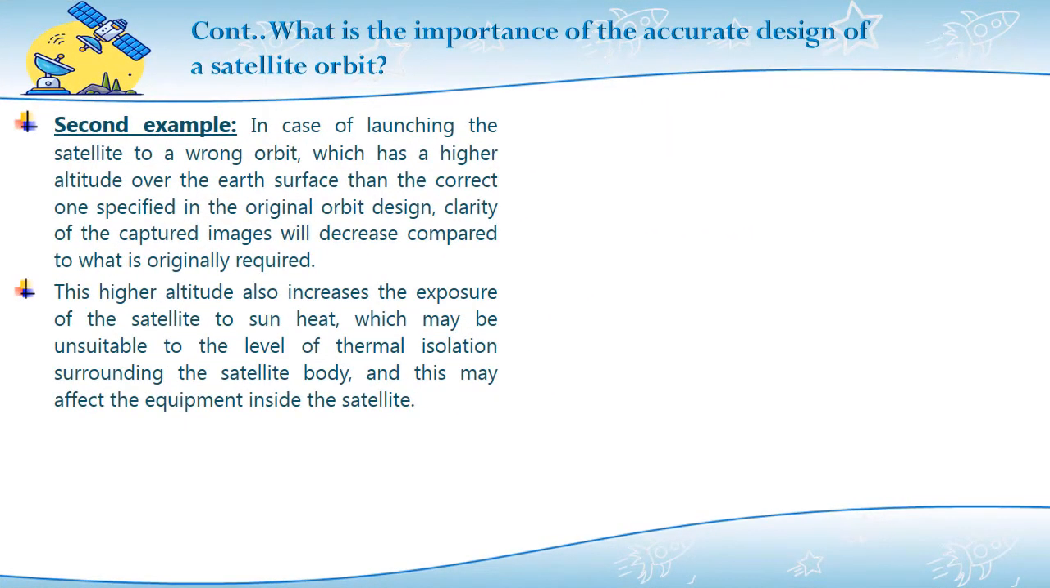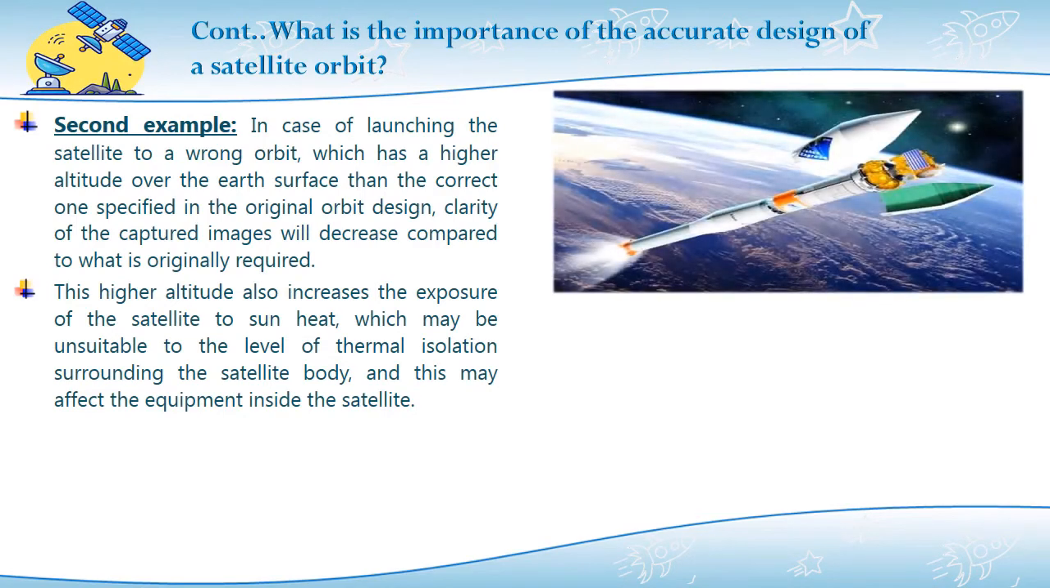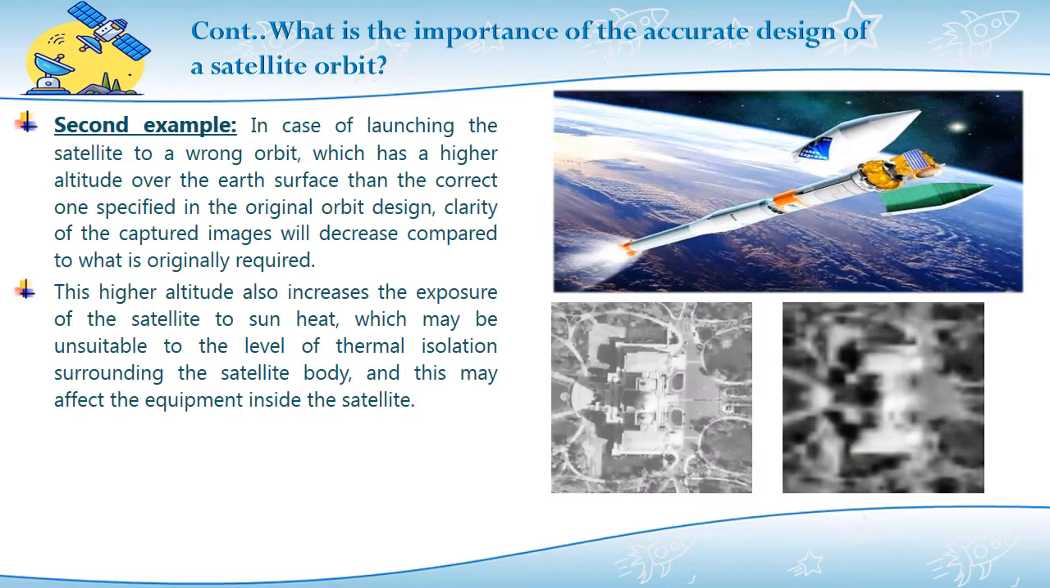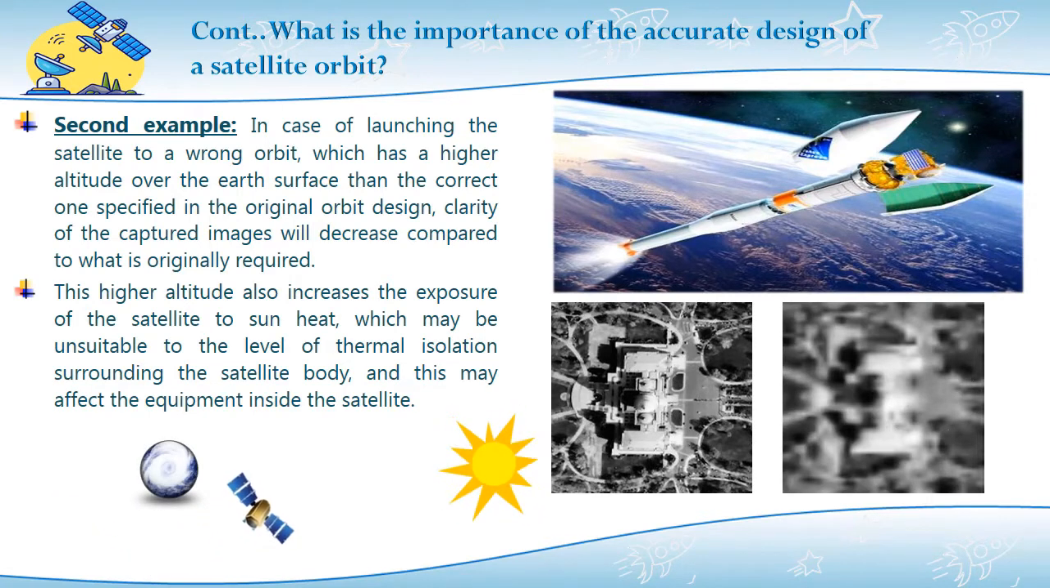Second example. In case of launching the satellite to a wrong orbit, which has a higher altitude over the Earth's surface than the correct one specified in the original orbit design, clarity of the captured images will decrease compared to what is originally required. This higher altitude also increases the exposure of the satellite to sun heat, which may be unsuitable to the level of thermal isolation surrounding the satellite body, and this may affect the equipment inside the satellite.